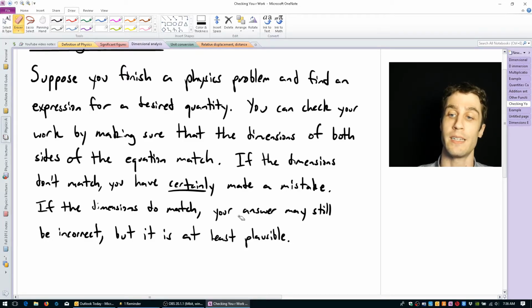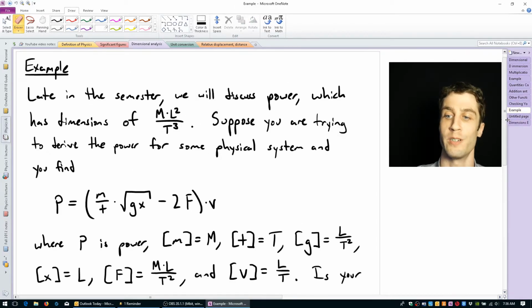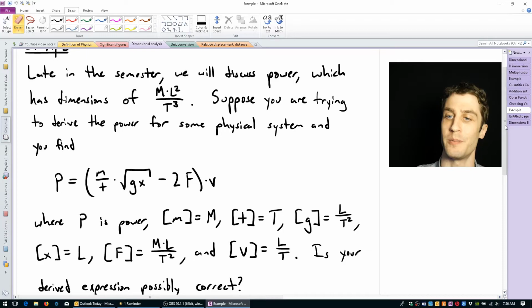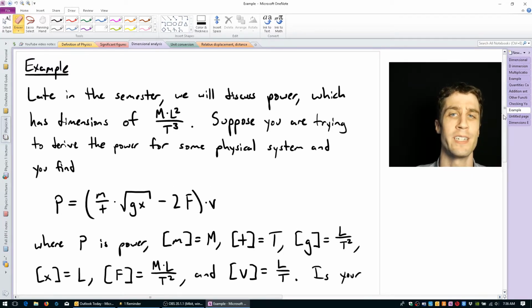Okay? Having the dimensions match doesn't assure you that your answer is correct. You could, for example, be missing a factor of 2. You may have forgotten to add a term. It is possible that you've made a mistake. But if your dimensions don't match, something has gone horribly wrong. All right, here's an example. This is a little bit of a contrived example. It's not entirely unreasonable, but it doesn't correspond to a problem that I have in mind.